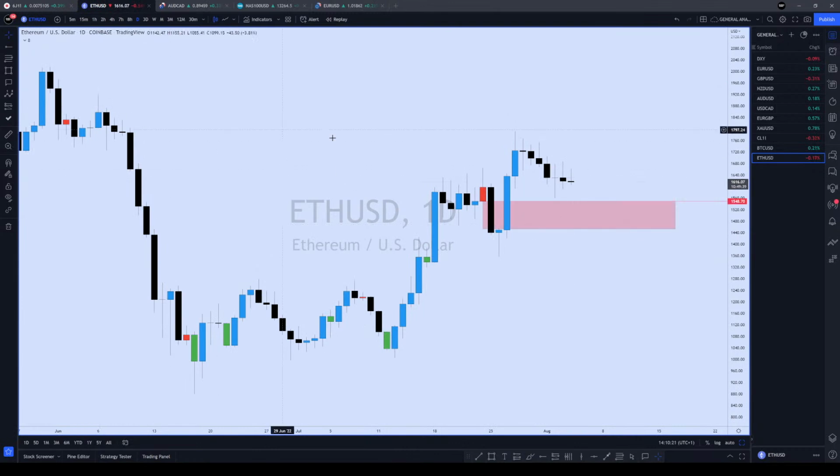On Ethereum, 1548 level, okay? So that's pretty much it over here.